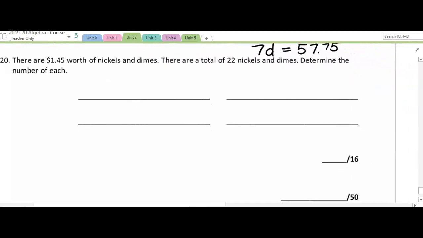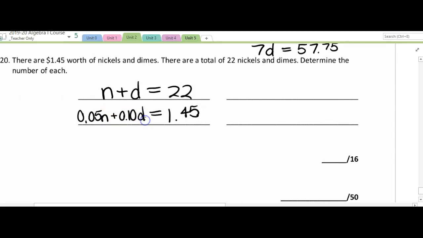There are $1.45 worth of nickels and dimes. There are a total of 22 coins. So if I take the number of nickels and the number of dimes, I'll get 22. That's the quantity equation, but we also have a value equation with dollars. So I need to take the value of a nickel times the number of nickels, and the value of a dime times the number of dimes, so that I get a value. Value times the quantity equals the value. Again, there's so many ways that you could solve this: substitution, elimination, or graphing.